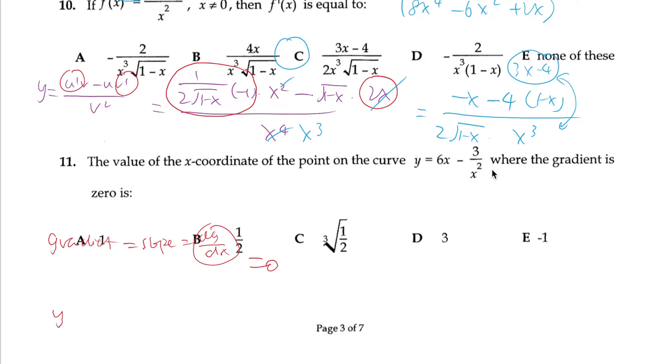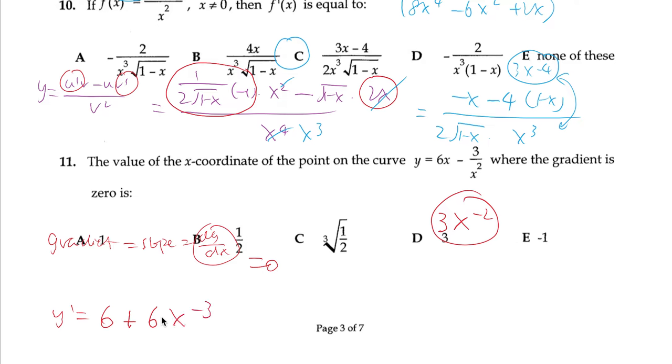So y dash equals 6 minus 3 over x squared. Don't do this as a quotient rule. Just turn this into a negative index, so 3 x to the power of minus 2. Bring the power down, reduce the power by 1. So that's minus 6, and this minus becomes plus, so plus 6 x to the power of minus 3.